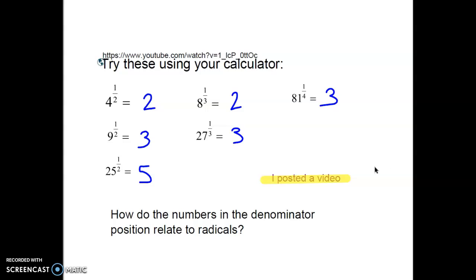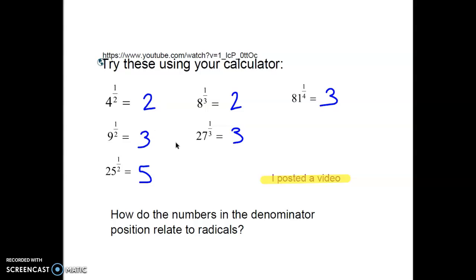So I did post a video on the classroom going over it on an iPhone calculator. If not, just give it a try, watch that video, try to relate it to your own calculator. It should be quite simple. The whole idea is to put the base in and then hit the power button and put brackets around 1 divided by 2 in this case.